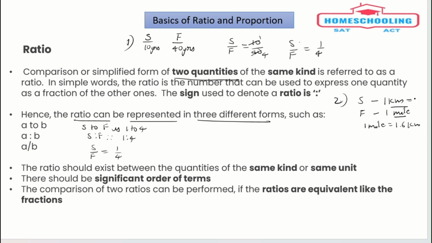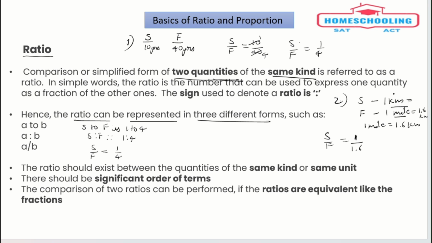So we can say that father has run 1.6 kilometers. So the ratio of distance covered by son and father in 10 minutes would be son to father, 1 divided by 1.6. So always remember, whenever you're dealing with ratios, you compare two quantities of the same kind.